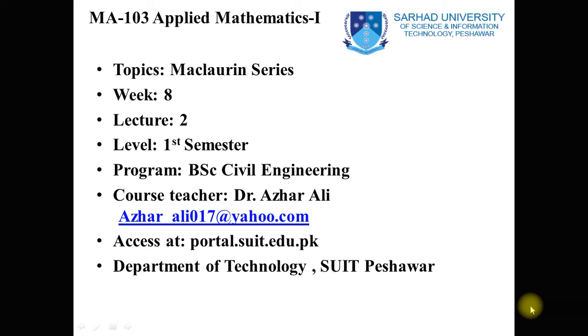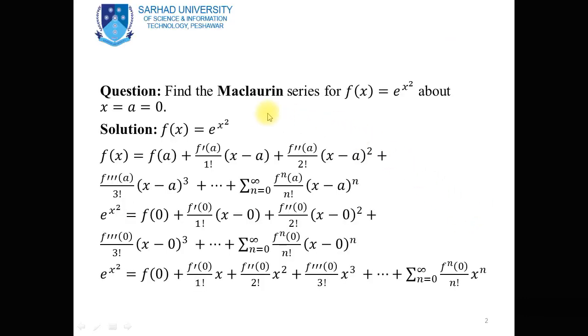This second video lecture of week 8 for the course Applied Mathematics 1 is the continuation of my previous first video lecture. In the first video lecture of week 8, dear students, we have already learned about the Taylor series for a function. Now, in this second video lecture, we are going to learn about the Maclaurin series of a function. For example, you see over here, to find the Maclaurin series for the function f of x is equal to e power x square about x is equal to a, where a is equal to 0.